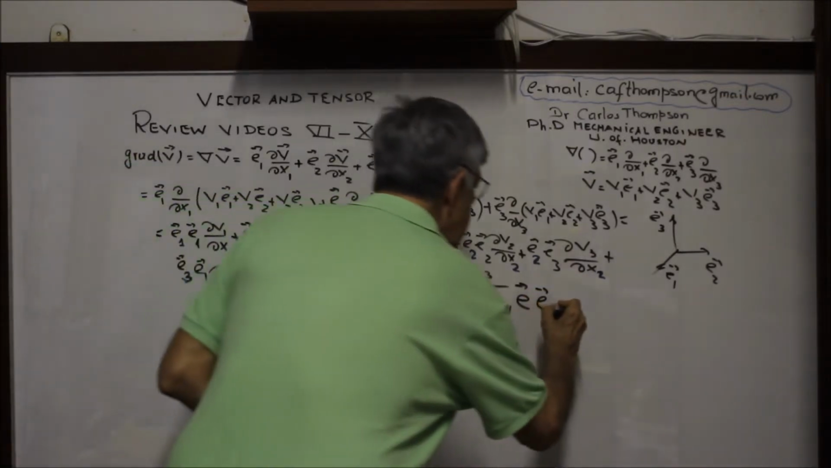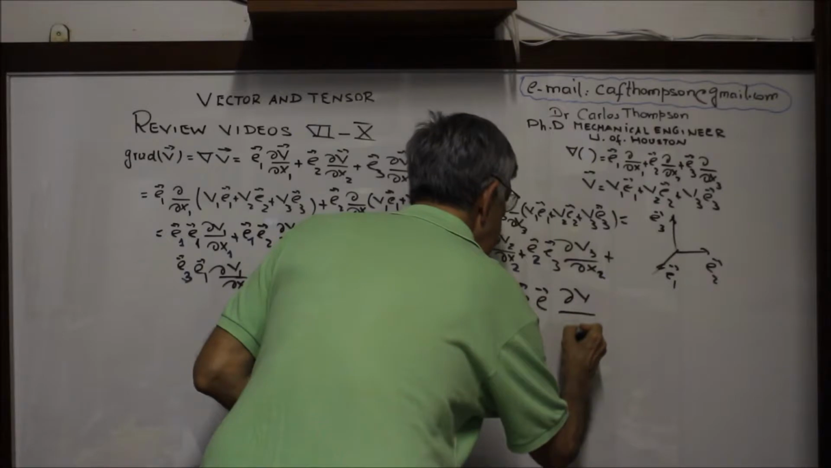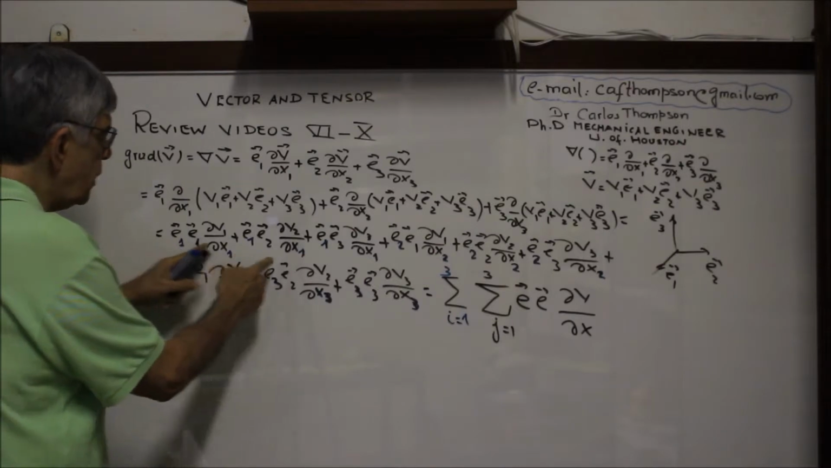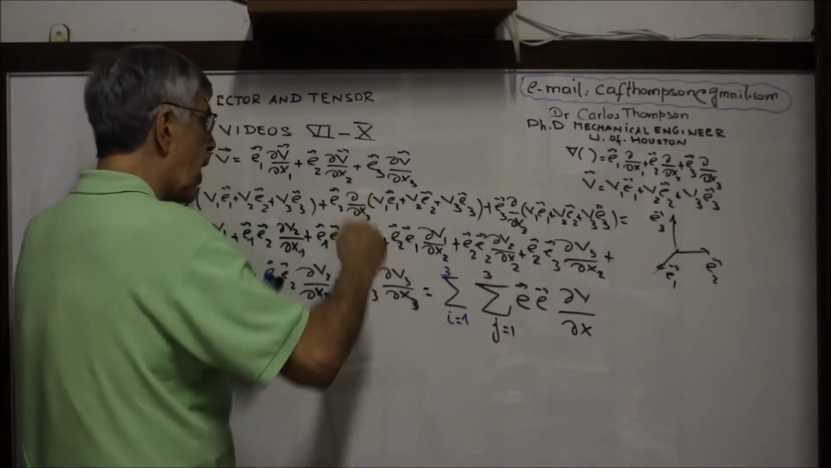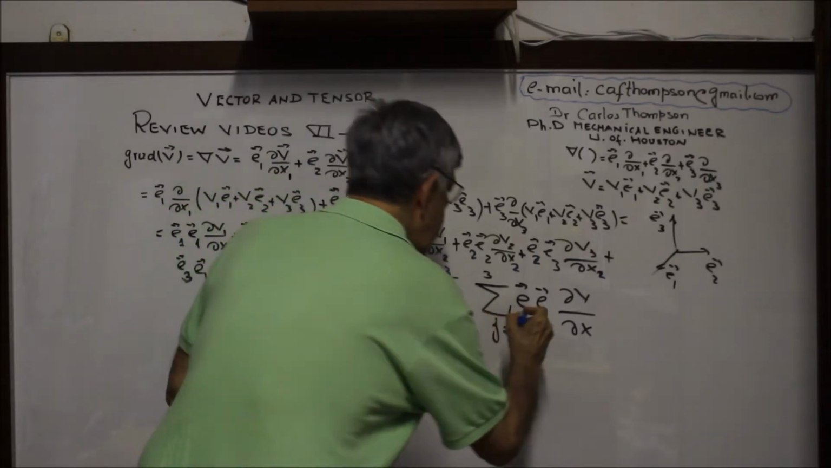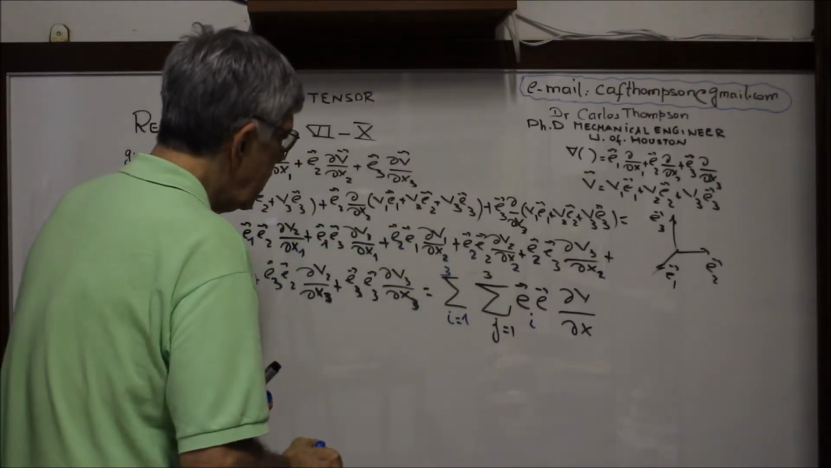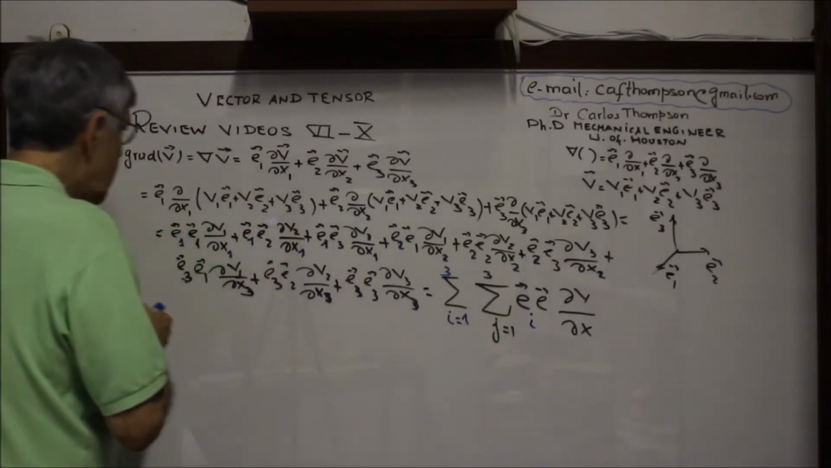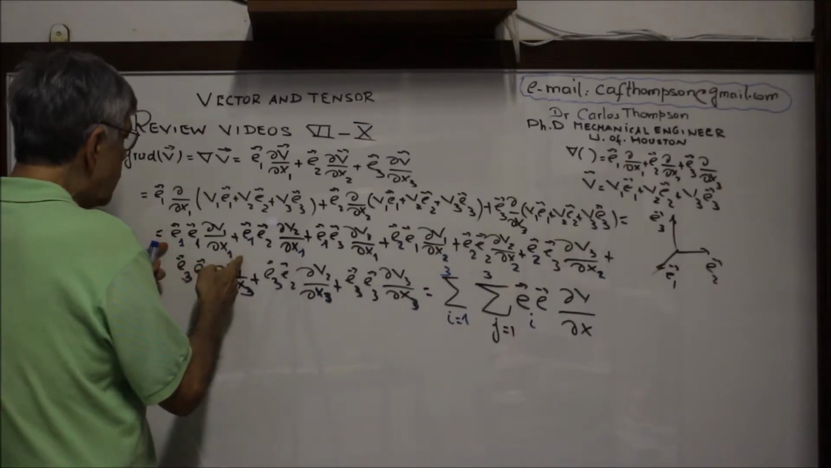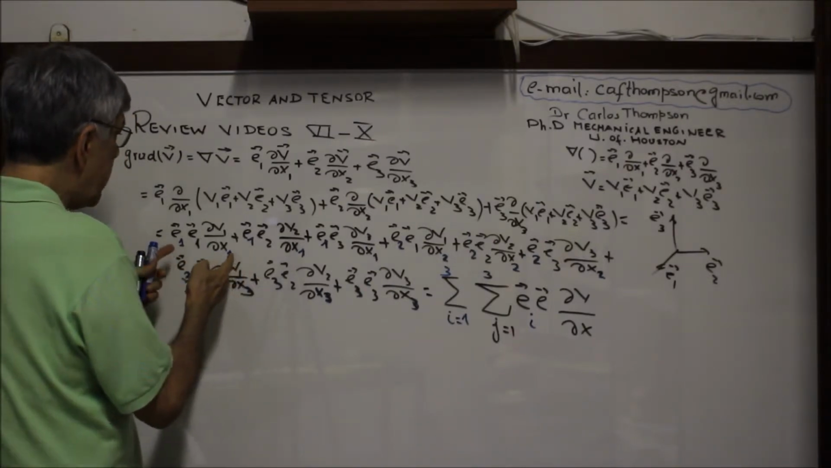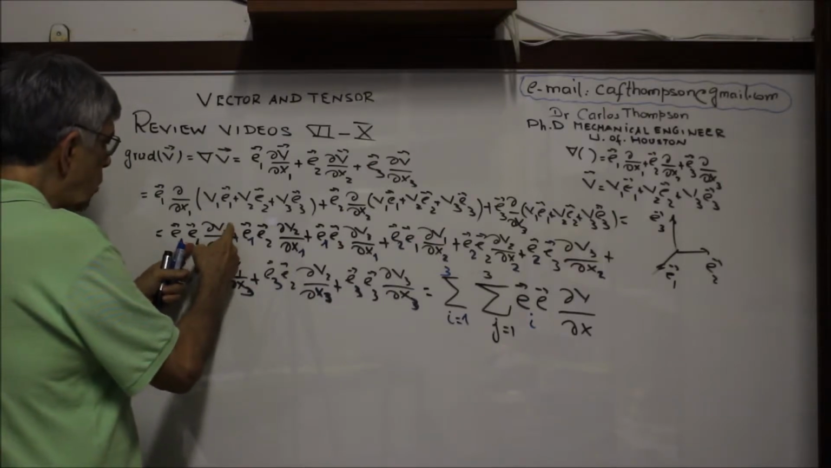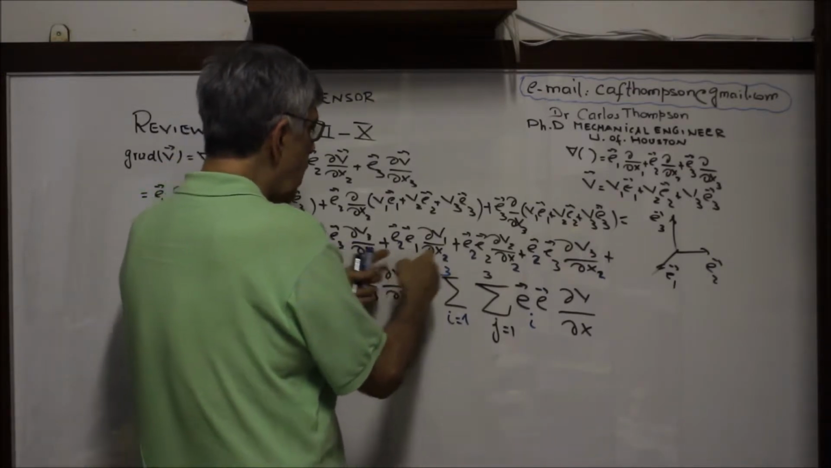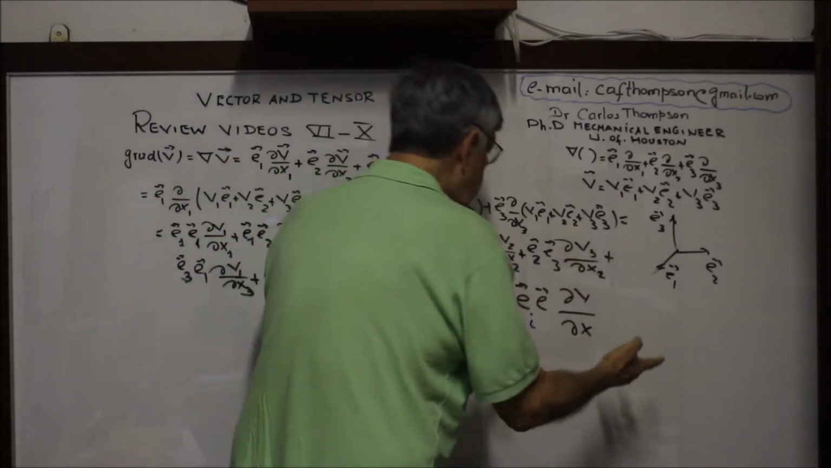Now, partial of V, partial of X. Now let's see. You see, this is E1 plus E2, so here will be Ei, because i goes from 1 to 3. Now you see, for i equal to 1, I have also a summation. Look, this is 1, 1, 2, 2, and 3, 3. You see, for i equal to 2, I have 1, 1, 2, 2, and 3, 3.